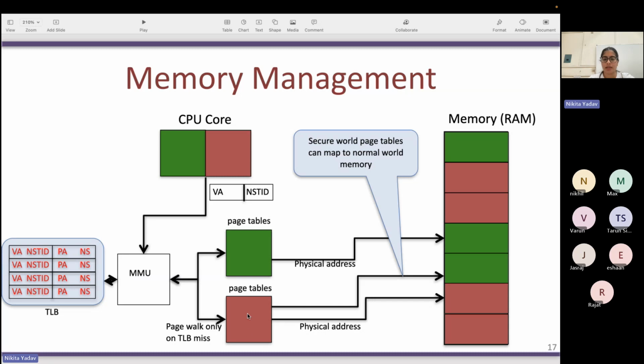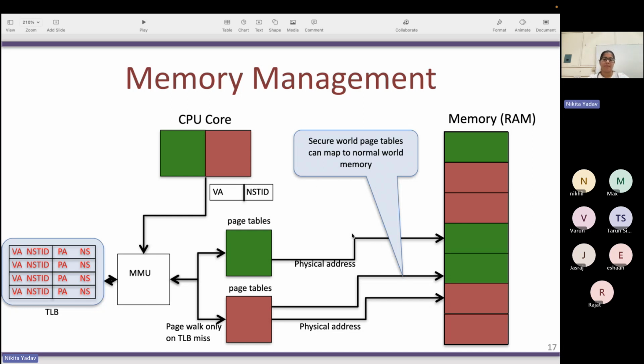So in this diagram, the red color is representing the secure world. And what it is showing now with this arrow is that even though the normal world should not be allowed to access the secure world memory, we can allow the secure world to access the normal world memory. For that, we can have a mapping for those memory addresses through the page table, so it can have these edges to the non-secure memory.